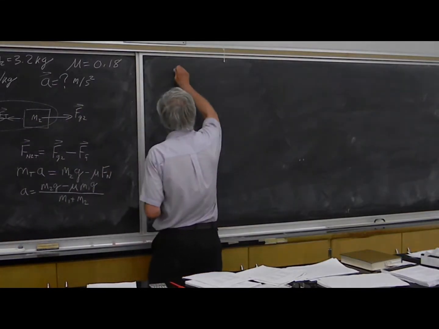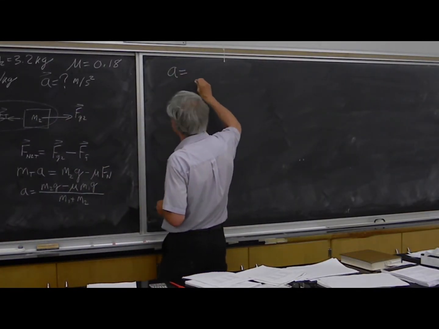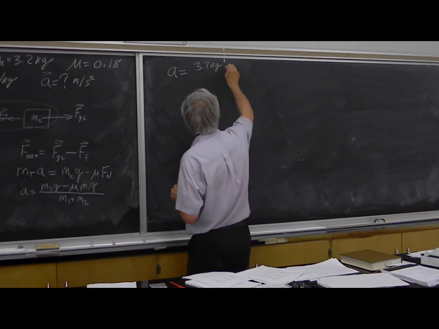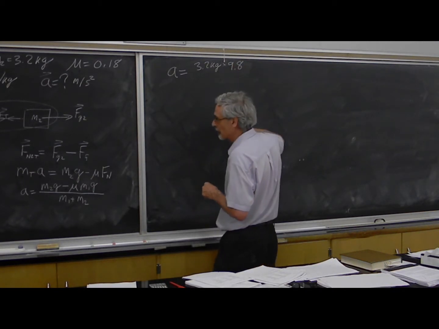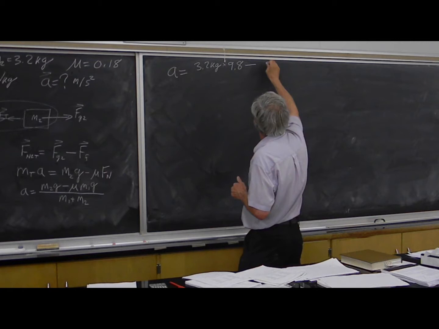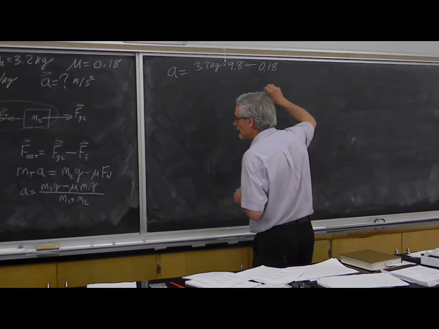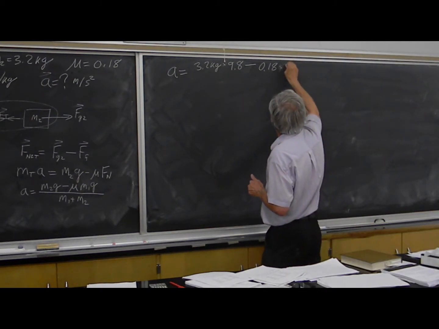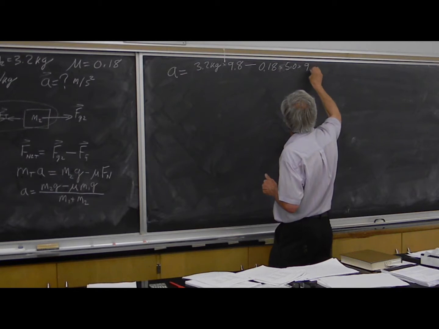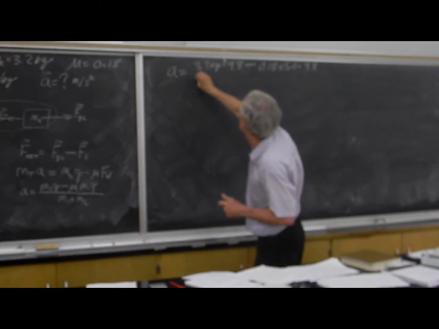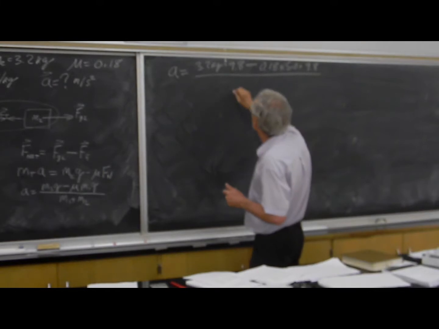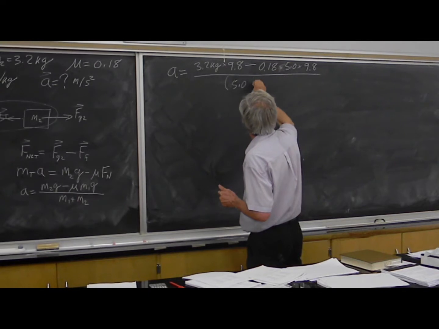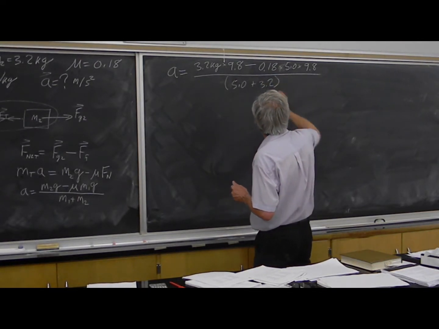Now we can put in the numbers. M2 is 3.2 kilograms times 9.8 newtons per kilogram, minus 0.18 times M1, which is 5.0 times 9.8 newtons per kilogram, and then dividing it by 5.0 plus 3.2.